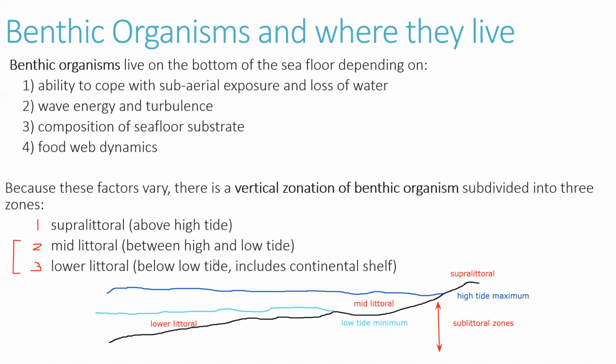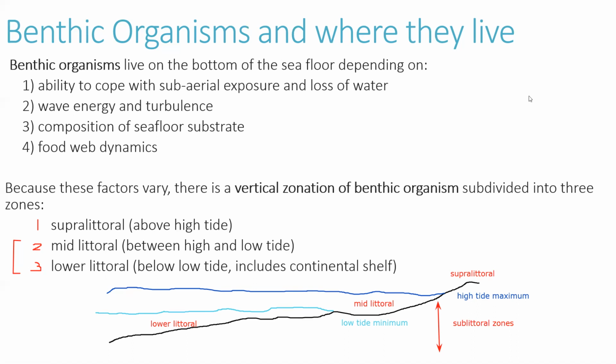In the supralittoral and sublittoral zones, all four of these aspects are going to change, right? In my lower littoral zones, my wave energy and my turbulence is going to be lower. In my mid-littoral zones, there's going to be a lot of wave action, a lot of turbulence, right? That mud in the water, the cloudiness. In my mid-littoral zones, they're also going to have to be able to cope with sometimes being above water, sometimes being below water. Here in my lower littoral zones and my mid-littoral zones, they're going to have to deal with the different composition of seafloor substrate. And then, of course, that food web dynamic.